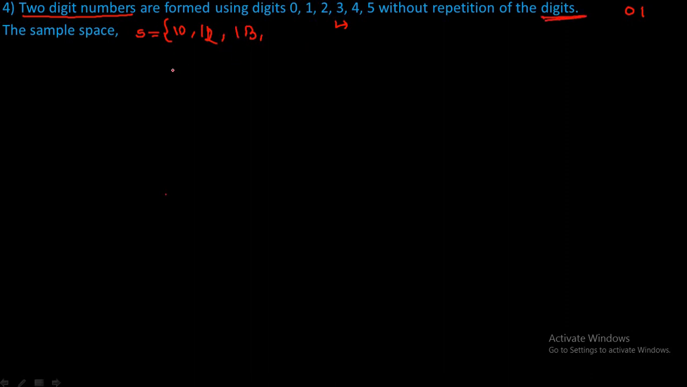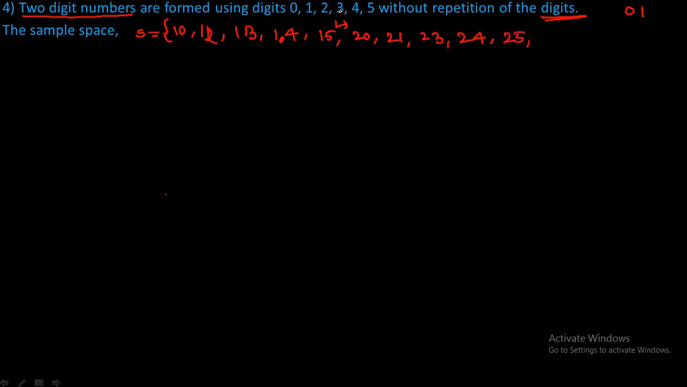So this is 13. Then the next numbers will come: 14, then 15. Then the next numbers will come: 20, 21. 22 is not possible because no repetition, 23, then 24. Like this you have to make the numbers, 25.